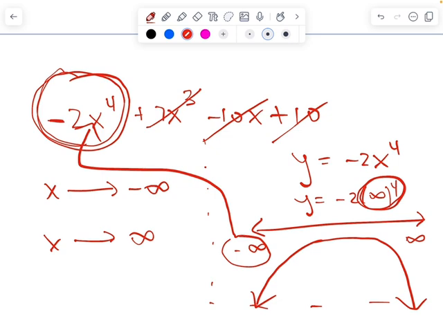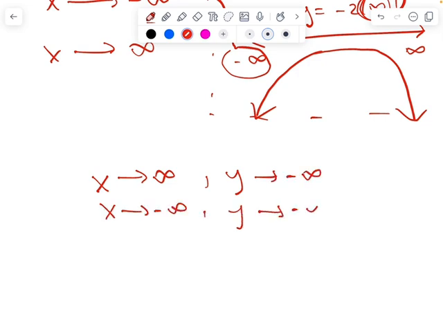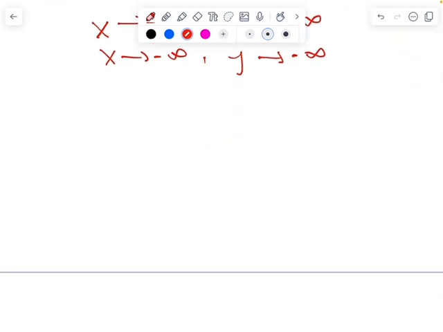Okay, so how to write this in terms of two math sentences. What you're going to say is, as x approaches infinity, y approaches negative infinity. And as x approaches negative infinity, y also approaches negative infinity. All right, let's do another one.